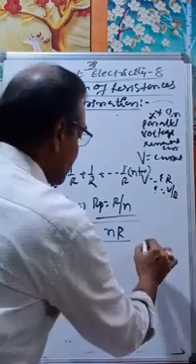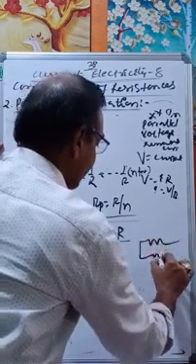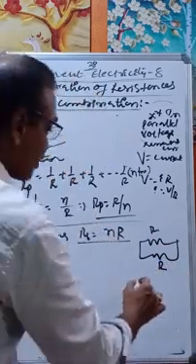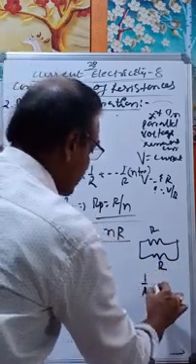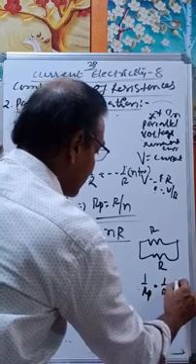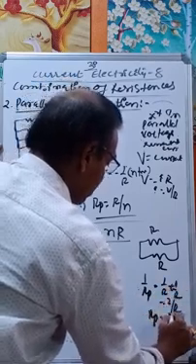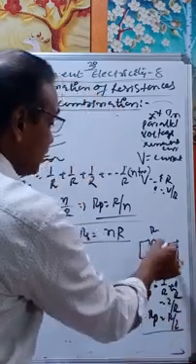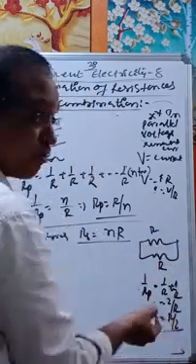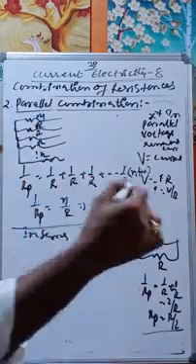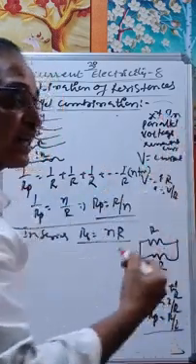Now for example, let us say two resistors R and R are connected in parallel. Then the effective resistance is 1 by Rp is equal to 1 by R plus 1 by R, that is equal to 2 by R. Rp is equal to R by 2. If it is 100 ohms, then the effective resistance becomes 100 by 2, 50 ohms. In parallel combination, the resistance gets decreased.